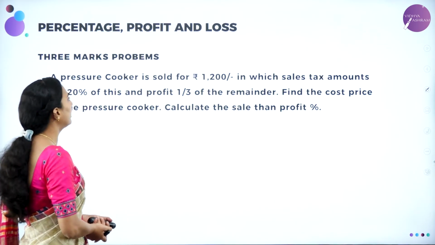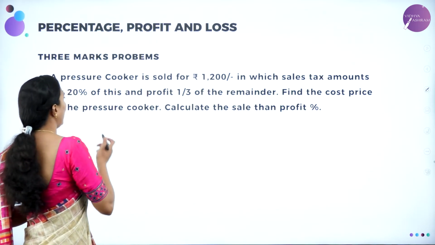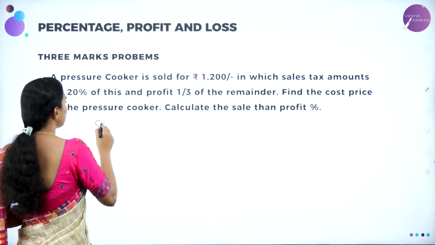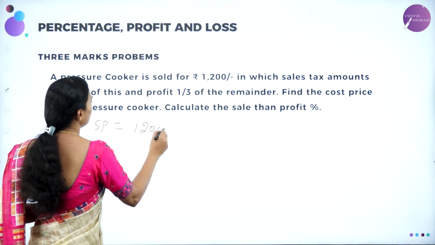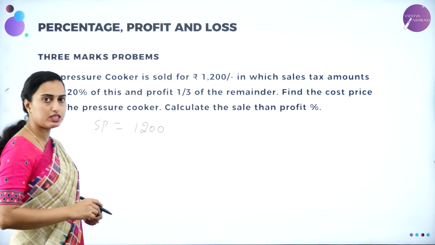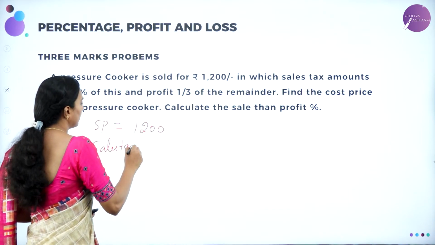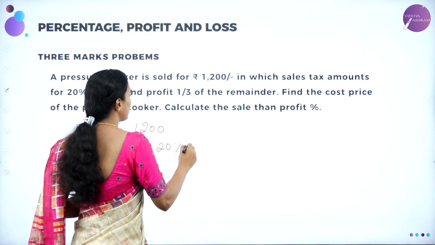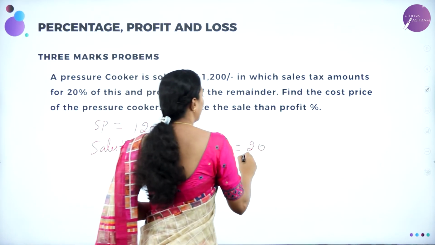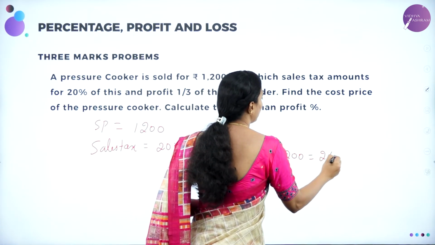So they have asked you to calculate what here? The pressure cooker's cost price. So here we have a pressure cooker sold for, that is selling price is nothing but 1,200, correct? Taking a tax amount of 20%, the sales tax is equal to 20% of 1,200, which is 20 divided by 100 into 1,200, equal to 240.